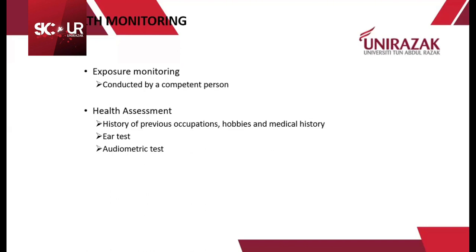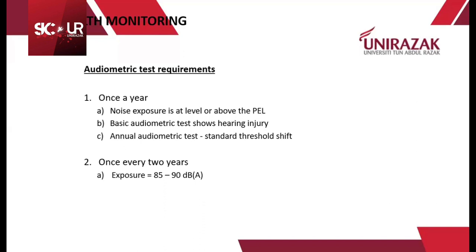So once positive, kena buat audiometric, conducted by audiometric technician, approved by OHD lah. Health assessment: history of previous occupation, hobby and medical history, ear test, audiometric test. So audiometric test requirement: once a year if noise exposure is at level or above the PEL. Basic audiometric test shows hearing injury, annual audiometric test, standard threshold shift, once every 2 years, exposed 55 to 90 dBA.